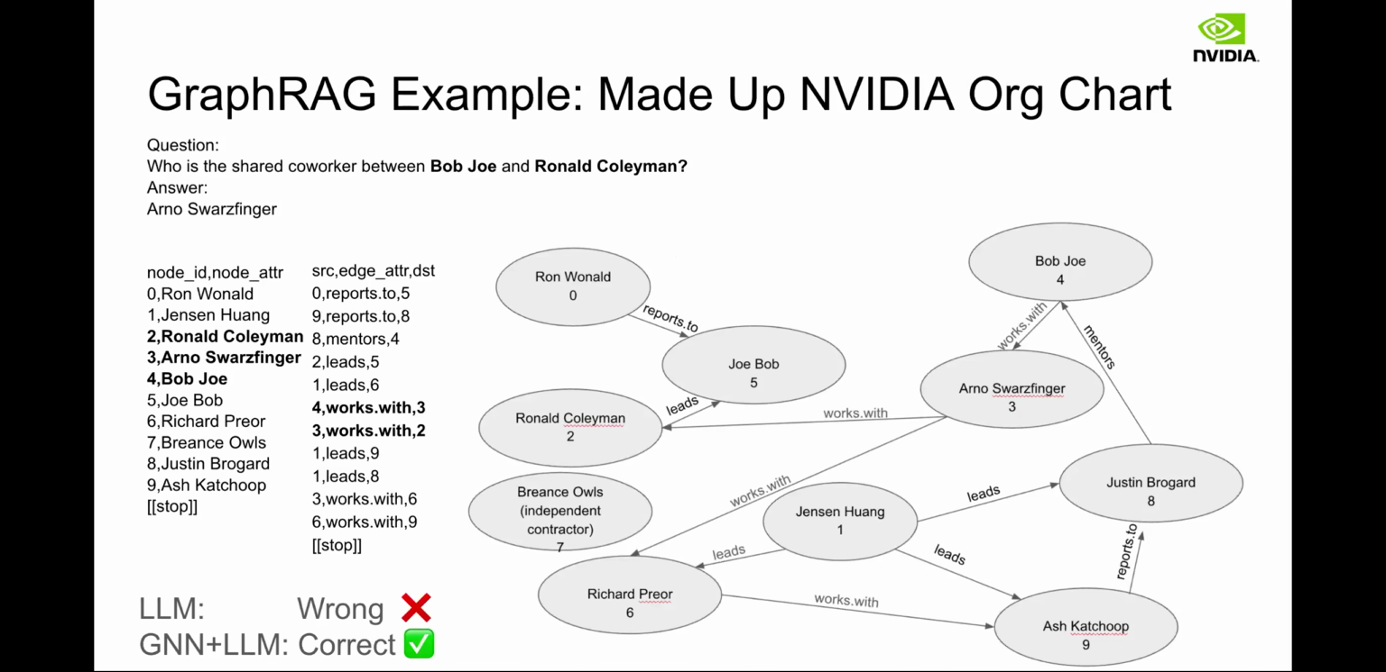Here, we have a diagram of a made-up NVIDIA org chart. The question is, who is the shared coworker between Bob Joe and Ronald Coleman? At first glance, the answer may not be perfectly obvious, even to a human. But thanks to the highlighting of the key nodes and edges, the answer becomes obvious. Using PyG, a GNN plus LLM gets the answer right, while the corresponding LLM fine-tuned the same way fails to answer correctly, even though both models were fine-tuned on the same general knowledge toy dataset.